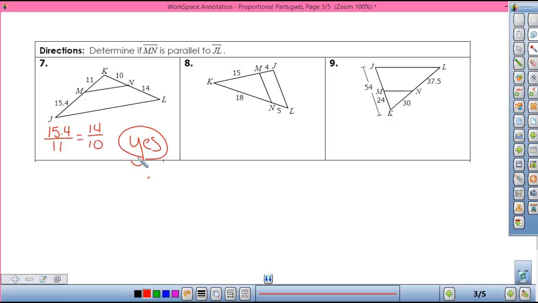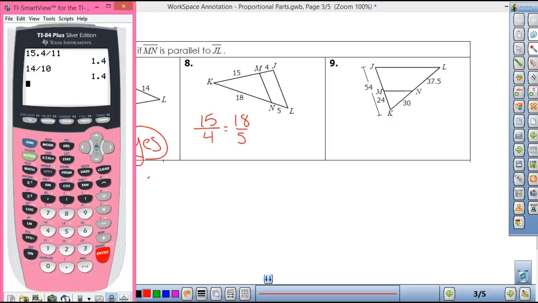Okay, so Muhammad, our ratio is going to look like in number 8? 15 over 4 equals 18 over 5. Good. All right, punch them in and check them. Okay. You've got to participate in this. Math is not a spectator sport.